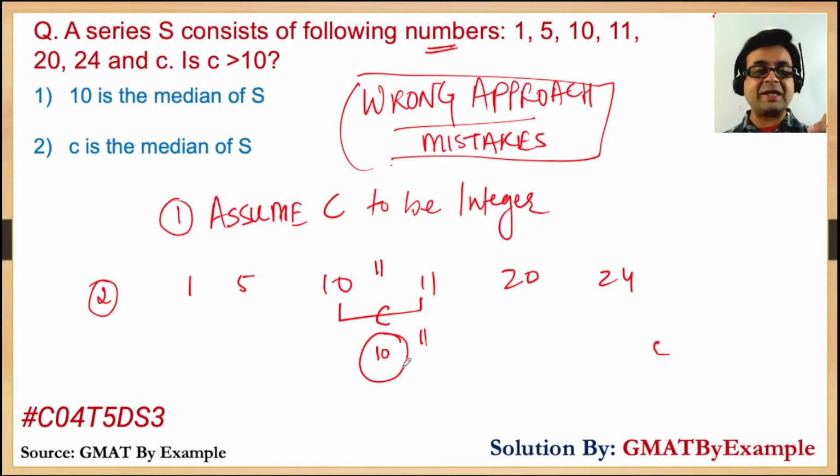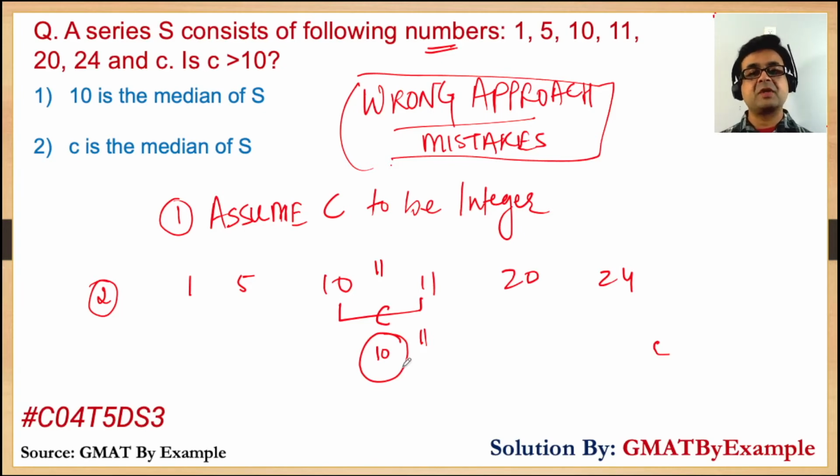First of all, if we are getting some obvious conflicts between choice 1 and 2, we should relook at our approach and our assumptions, not just make an assumption based on, hey, 11 cannot be the median because 10 is given to be the median in the first one. So I'm just going to assume 10.